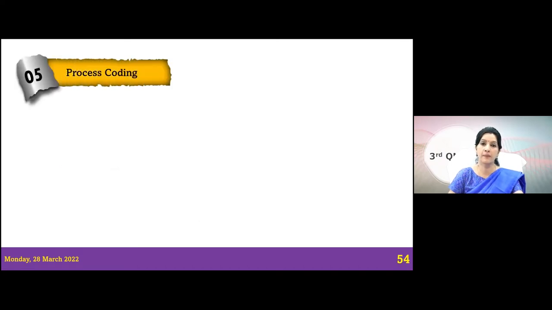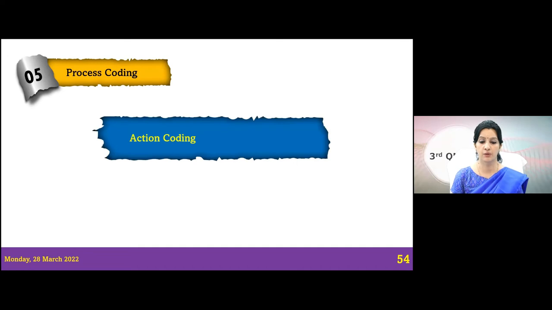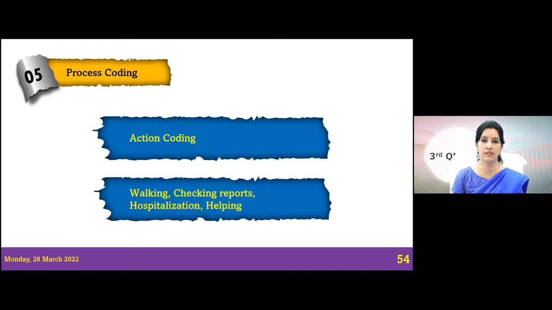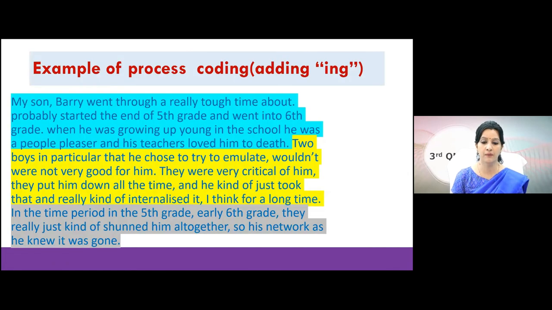Now the fifth type is the process coding. So we have done four types of coding: attribute coding, descriptive coding, emotional coding, and in vivo coding. The fifth type is process coding. Whenever some process is going on, what is process? Process means action. It is usually in the form of gerunds, ing, like walking, checking reports, helping. Those things are there.